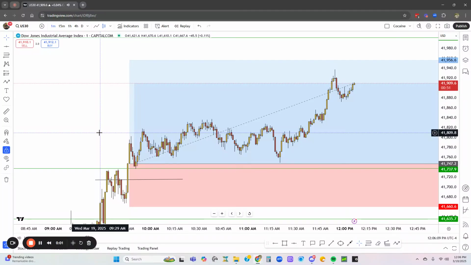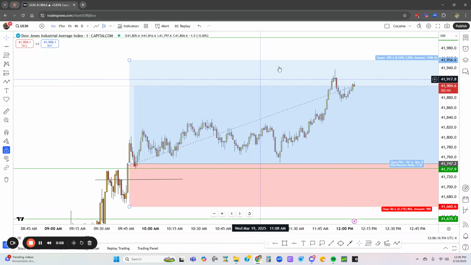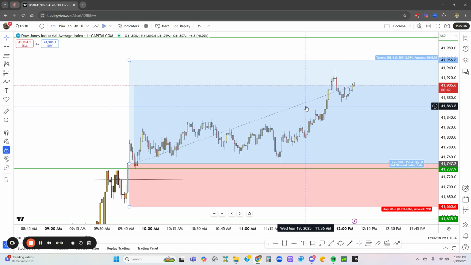What's up, guys? All right, I want to do a quick US30 breakdown going over this trade I just took. I actually closed. My take profit is here, but I closed 134 pips.